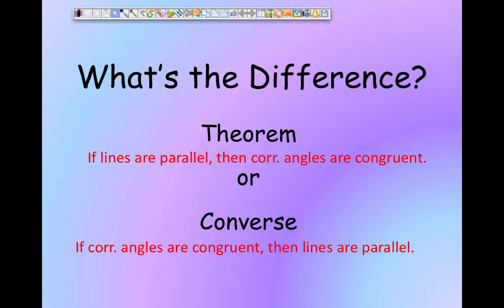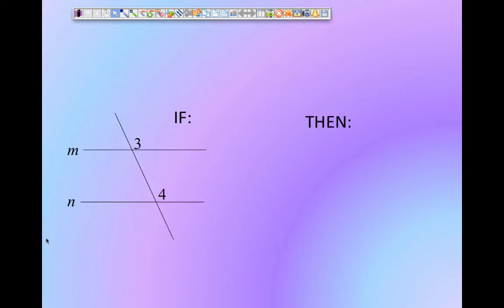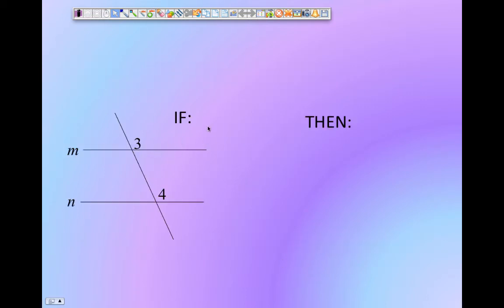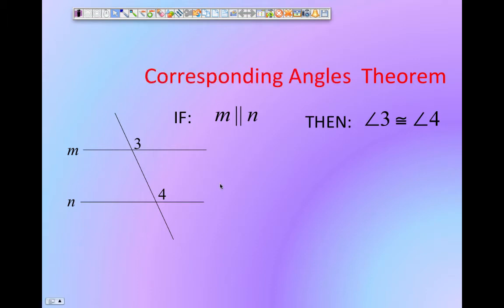So let's practice this a little bit. The regular theorem starts out by saying if lines are parallel, then something happens. The converse ends with that, then lines are parallel. So that's the trick. Look at this case. If we're told that M is parallel to N, then we're allowed to say that angle 3 is congruent to angle 4. We started off by knowing that lines are parallel. That is a regular theorem. That's not the converse. And which theorem is it? These are corresponding angles, so it'd be the corresponding angles theorem.